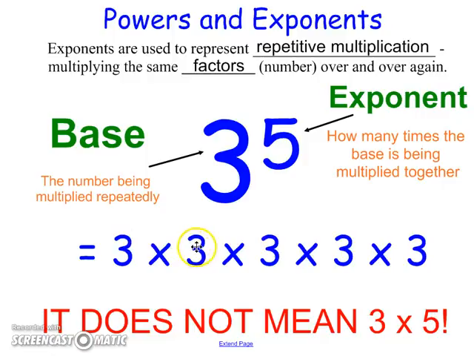3 times 3 is 9. 9 times 3 is 27. And you'll see we are already bigger than 15. So that's the first thing we have to get out of our mind: it is not 3 times 5. It's the base number multiplied by itself, using the exponent, this many times.